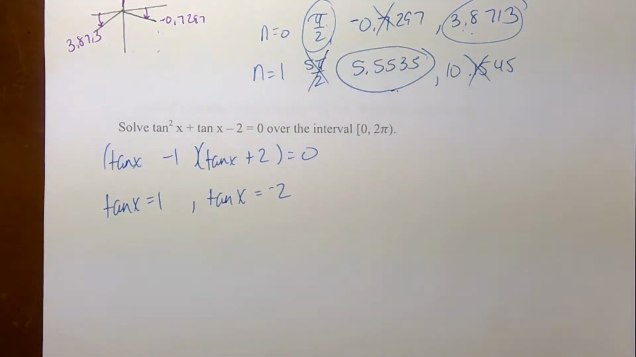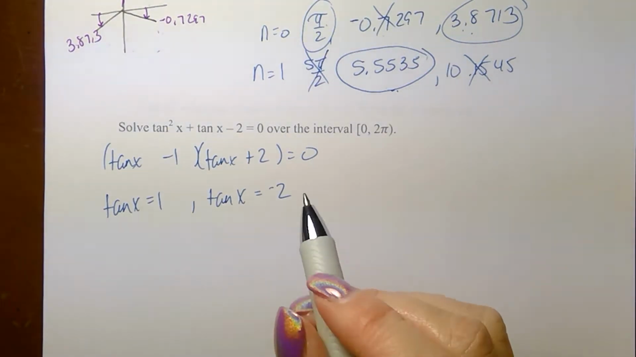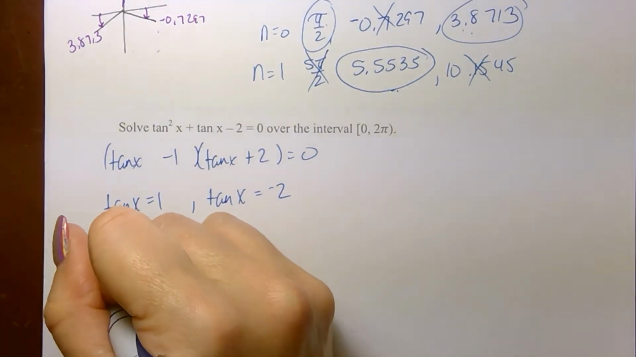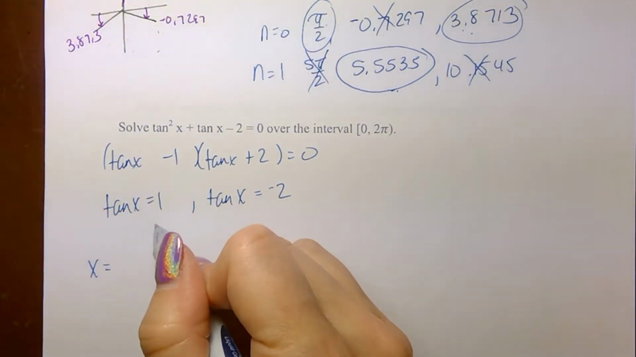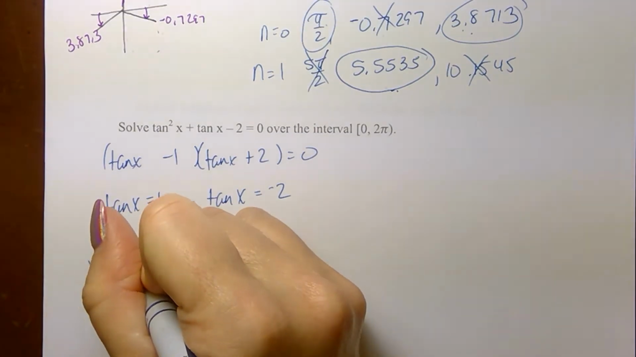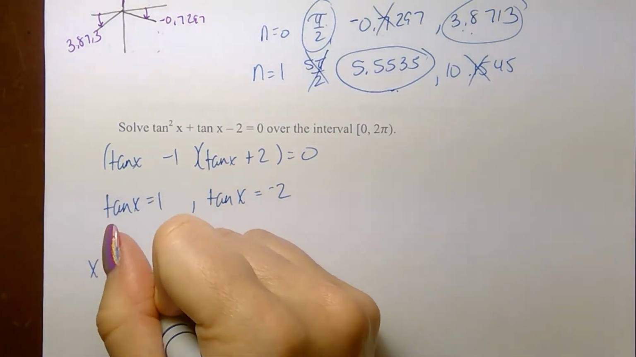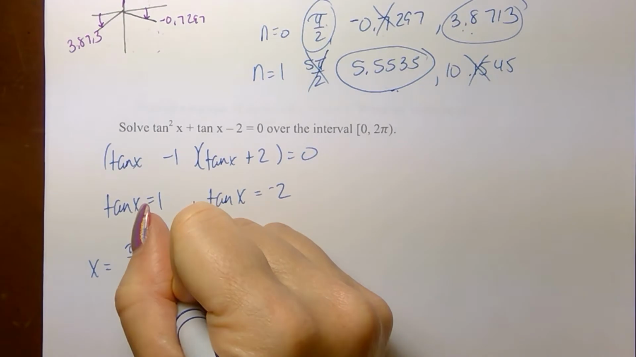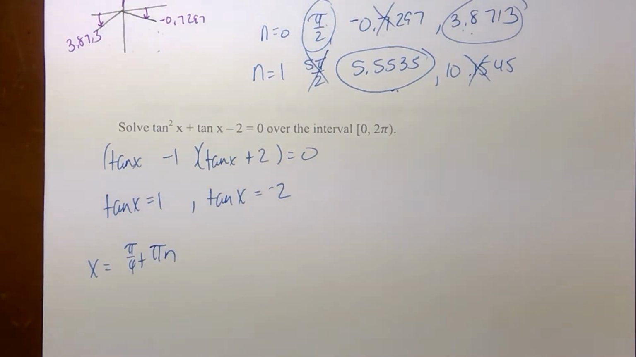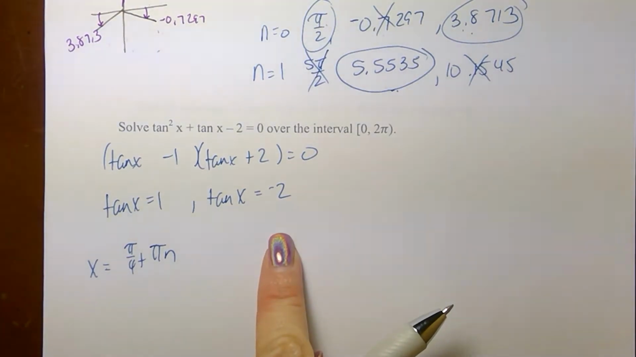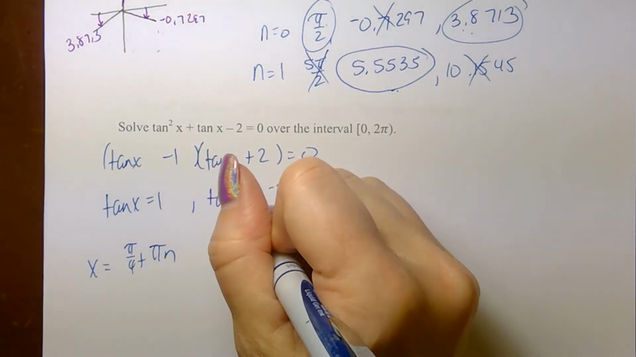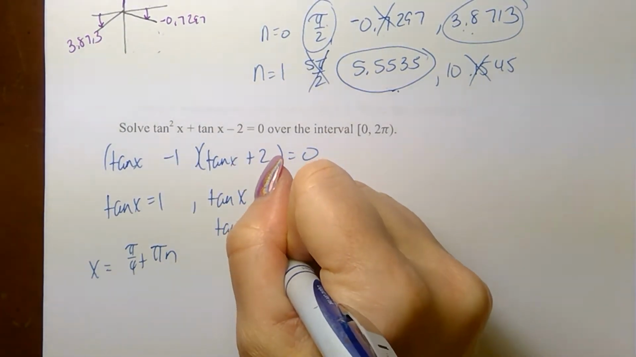Well, tangent can be anything. There are no restrictions on my tangent function values. Let's see what happens. Where is tangent 1? Tangent is 1 at the angle pi fourth, and then tangent is periodic over pi, so every pi after that, I have another tangent function value of +1. -2 is not a special angle on my unit circle, so I'm going to use tangent inverse on my calculator. So tangent inverse of -2.